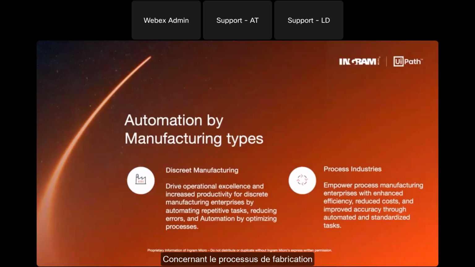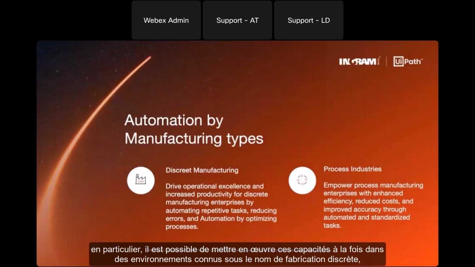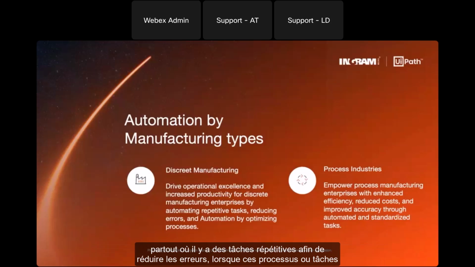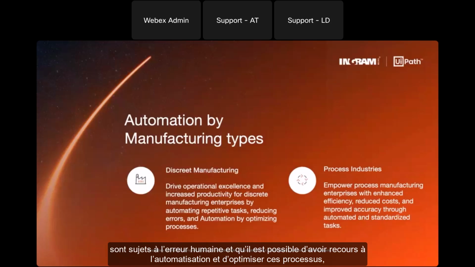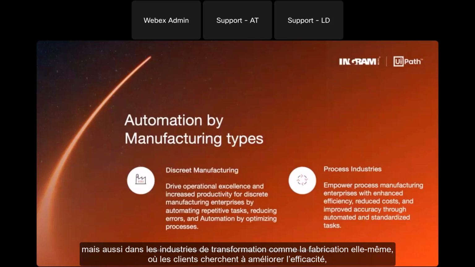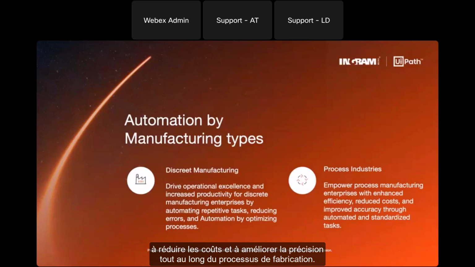to the table. Now, speaking about the manufacturing process specifically, we can enable these capabilities in both environments, what we know as discrete manufacturing, anywhere where we have these repetitive tasks in order to reduce errors, where we have these processes or tasks that are prone to human error, and how we can enable the automation and we can optimize those processes, but also in process industries, like manufacturing in itself, those customers that are looking to enhance the efficiency, to reduce the costs, to improve the accuracy throughout all the manufacturing process.